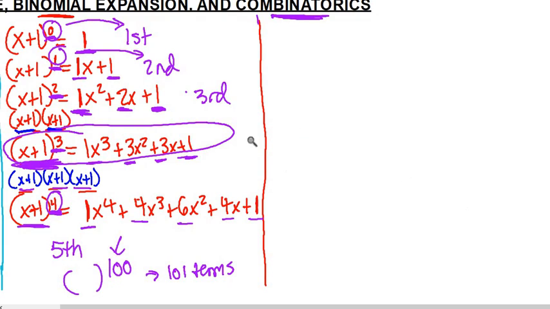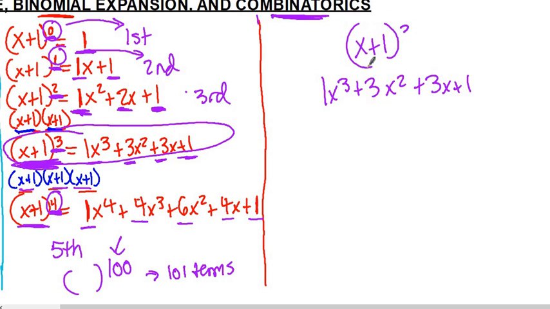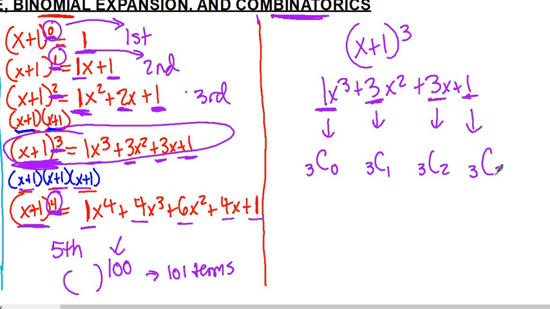So I want to show you how that relates to combinations. If you were to do this, I'm going to rewrite this here. You have 1x cubed plus 3x squared plus 3x plus 1. Okay, I'm raising to the 3rd power. So that came from raising to the 3rd power. This number right here, the 1, that is the same as 3 choose 0. This number right here is the same as 3 choose 1. This number right here is the same as 3 choose 2. And this one is the same as 3 choose 3.